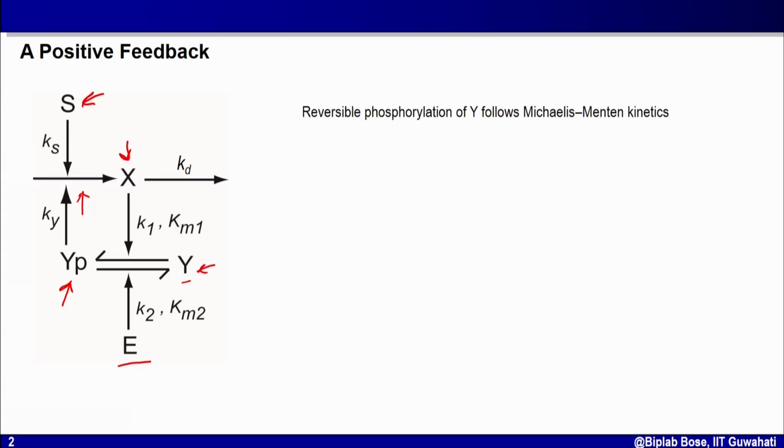And we will consider here that this Y to YP interconversion by reversible kinase and phosphatase activity follows Michaelis-Menten kinetics. If you remember, we have discussed in earlier modules that if I have reversible reactions both following Michaelis-Menten kinetics, then this can have a sigmoidal, ultrasensitive, switch-like behavior. So we will take advantage of that type of behavior in this system. So let us start writing the ODE.